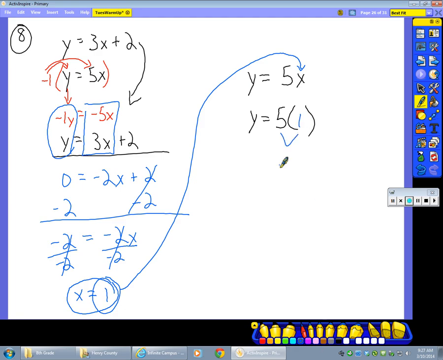And 5 times 1 equals? You got it. So my answer is x equals 1. Well, let me put it in coordinate pair format. So we've got x is 1 and y is 5. Good job, guys.